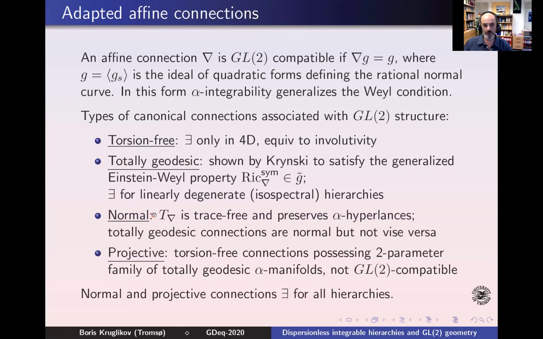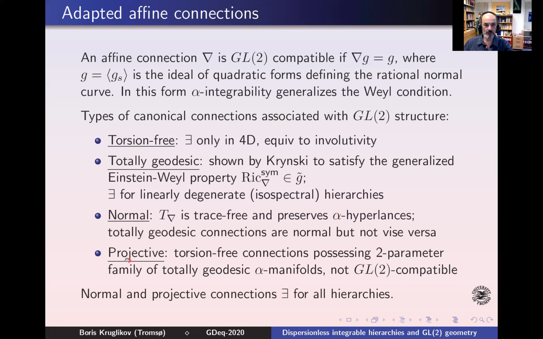Then there is also the possibility of a normal connection. We take a GL2 compatible connection, but we impose a weaker condition, namely on the torsion of the connection. The torsion has to be trace-free. It has one index up, two indices down. If you take any contraction, it has to be 0. And as it is a map 2 to 1, we can see how it maps alpha hyperplanes, and it has to preserve them. Totally geodesic connections are necessarily normal, but vice versa is not true.